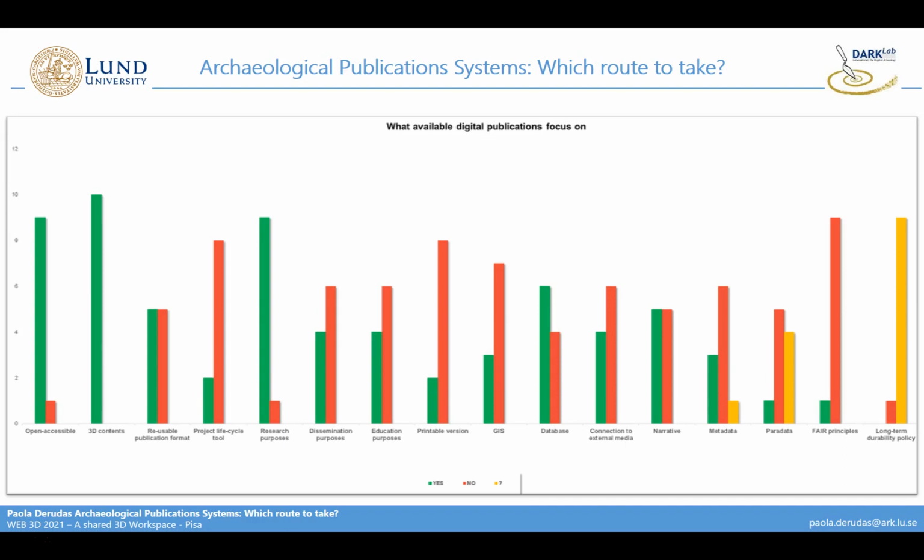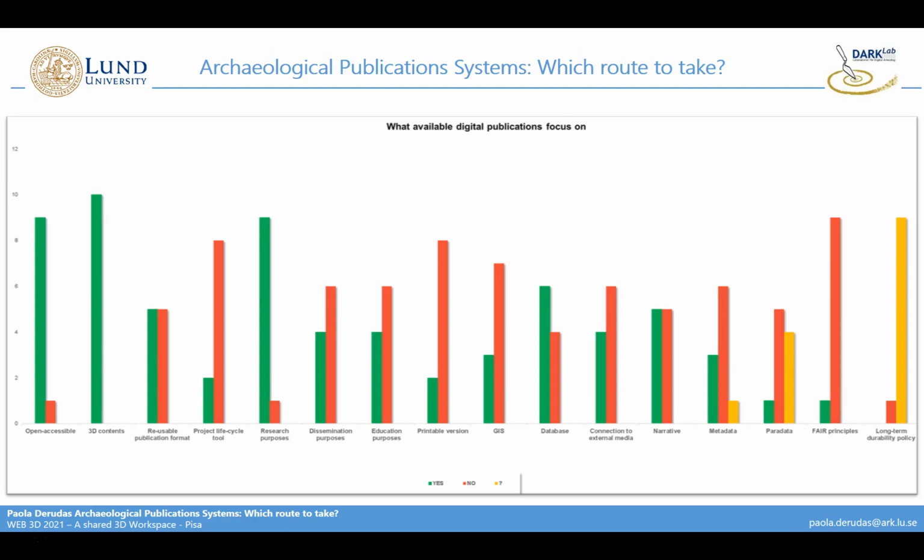The primary purpose of these publications is research, but 40% of them also address dissemination and educational purposes. Concerning standard publication formats, only 2 of the systems actually allow for it, and only a small portion of them integrate a GIS, a geographical information system. 6 of the solutions are connected to an online database, and only 4 have connection or links to external data.